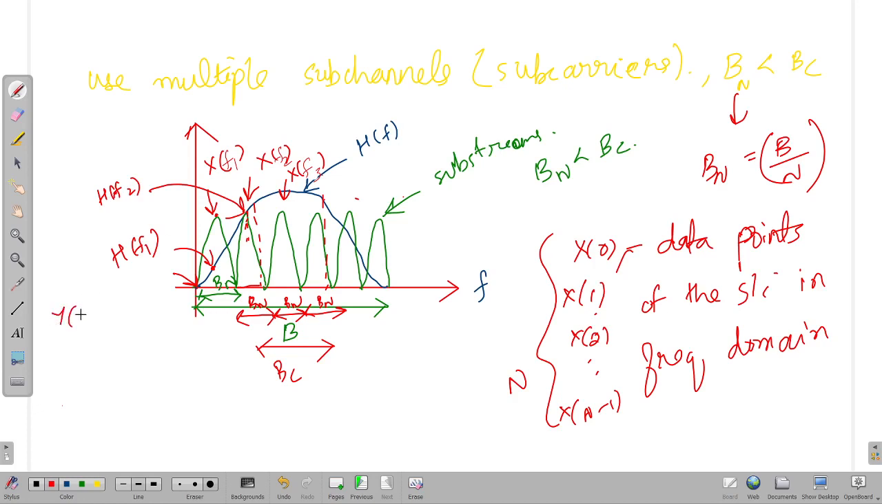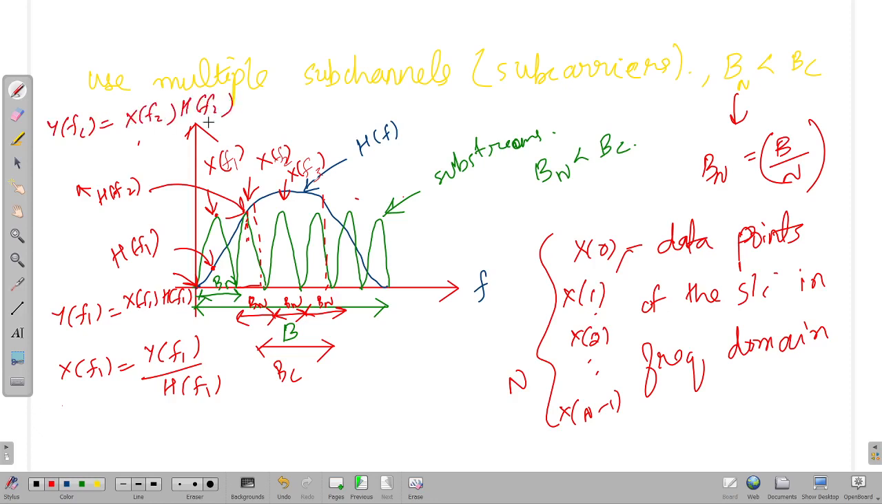y of f1 is equal to x of f1 into h of f1, and you can recover x of f1 as y of f1 divided by h of f1. And similarly, y of f2 is equal to x of f2 into h of f2, and you can recover x of f2 as y of f2 divided by h of f2, right? So now there is no single tap equalization. There are multiple taps in frequency, and for each of these substreams you have the equalization with the corresponding frequency response at that point, right?